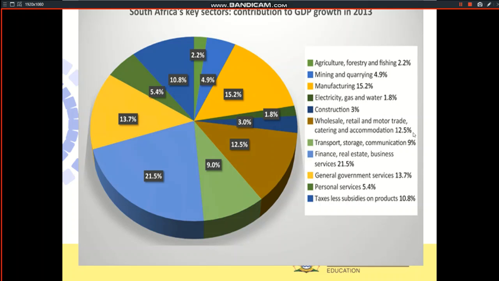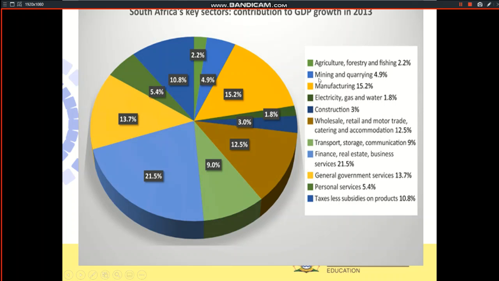You can see they speak of agriculture, forestry and fishing, 2.2%. If you go to the graph, this is a pie graph, and they can ask a question from a pie graph where data is given. So this is an example of a pie graph. The agricultural sector, forestry and fishing, which is the primary sector.